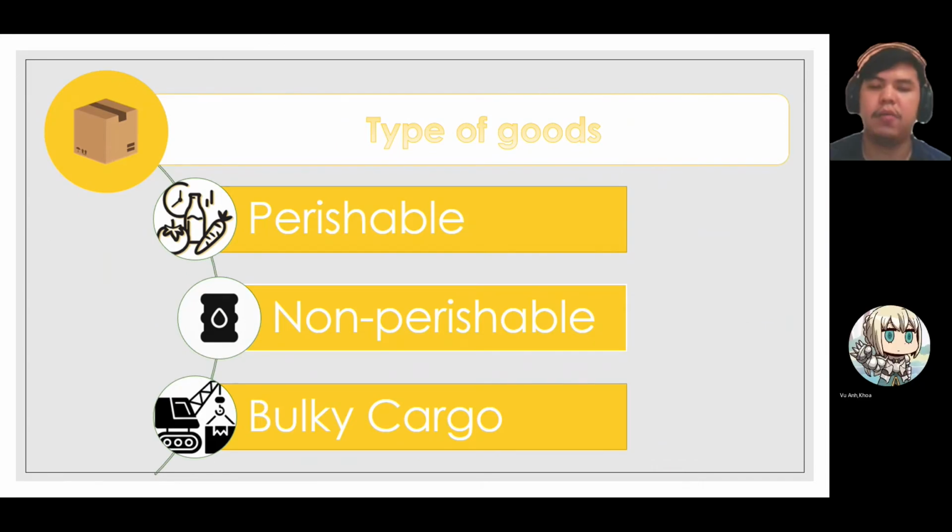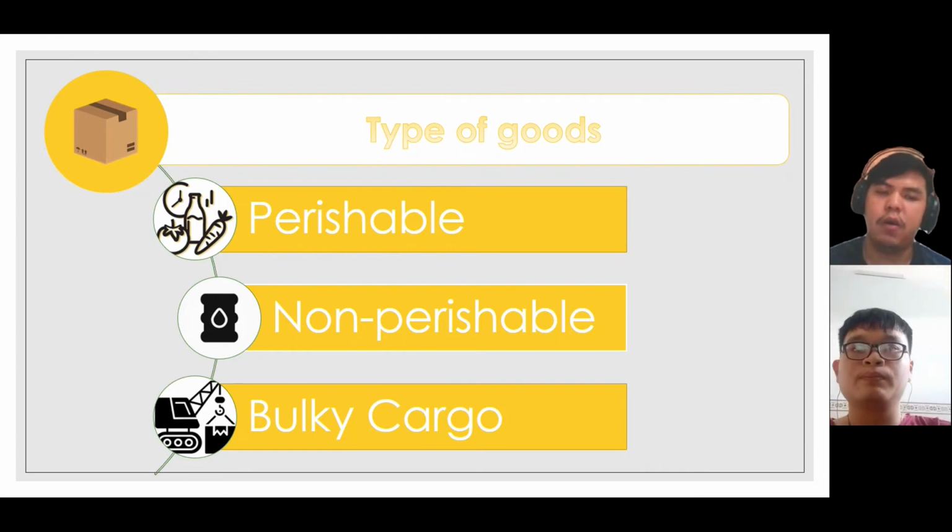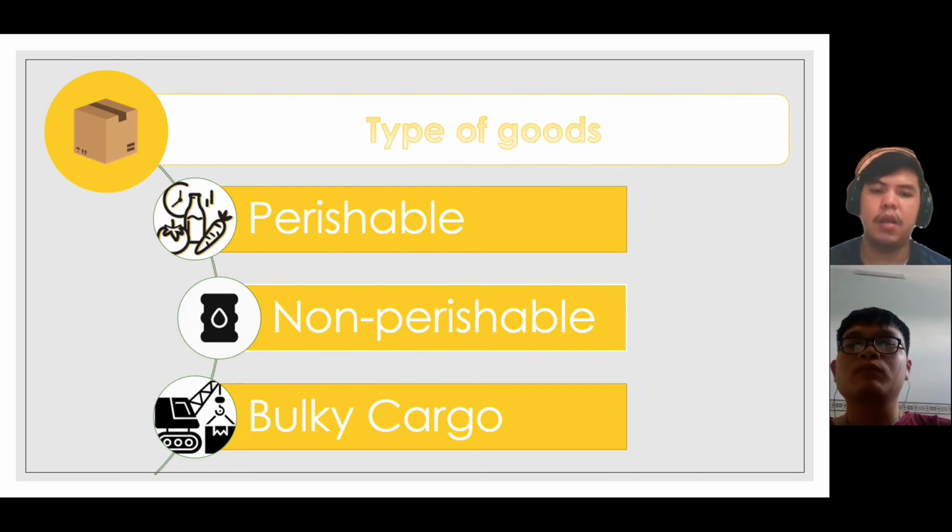Now we'll be talking about types of goods. There are three types of goods that you need to keep in mind. The first one are the perishable, such as product like vegetable, meat, milk, or etc., or any kinds of product that need to be preserved when transporting in order to be usable. The second type are the non-perishable, which consists of products such as alcohol, crude oil, or chemicals. And finally, bulky cargo, which means goods such as heavy machinery or pipe.